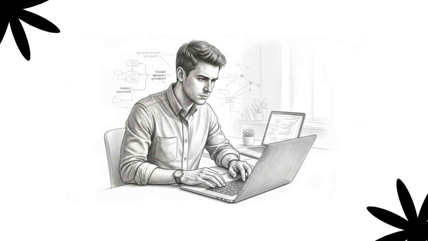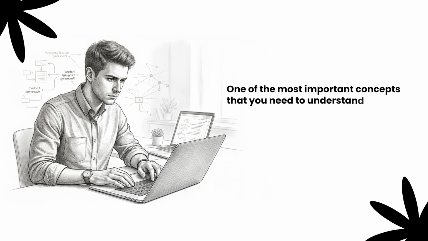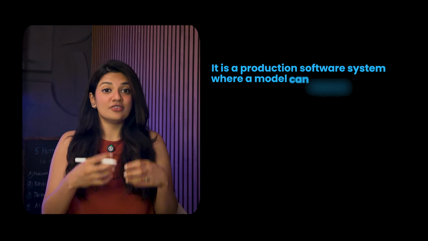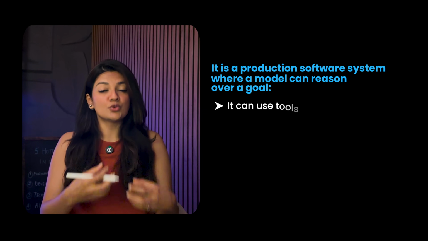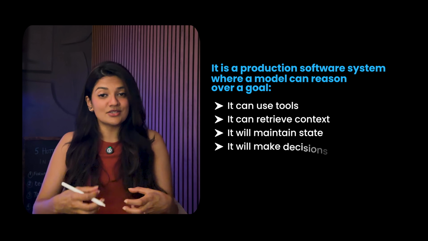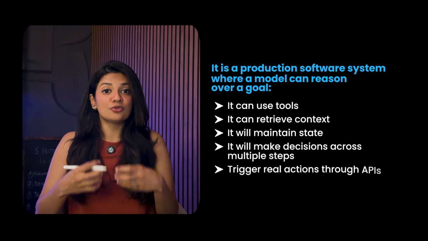A lot of people stop at understanding what AI agents are, but when you're actually building AI agents in practice, one of the most important concepts that you need to understand is the system design behind it. See, because an agentic AI system is not just an LLM wrapped inside a chat interface. It is a production software system where a model can reason over a goal, it can use tools, it can retrieve context, it'll maintain state, and it'll make decisions across multiple steps and trigger real actions through APIs.